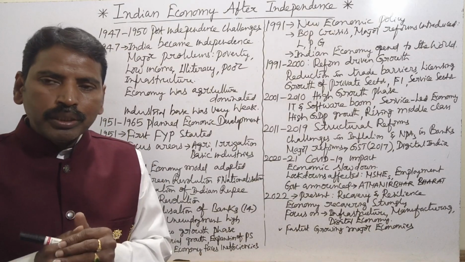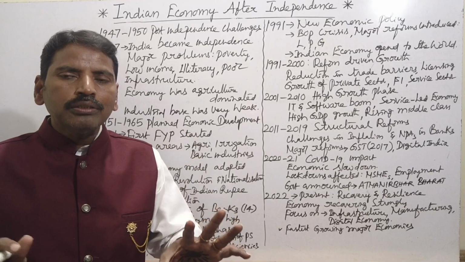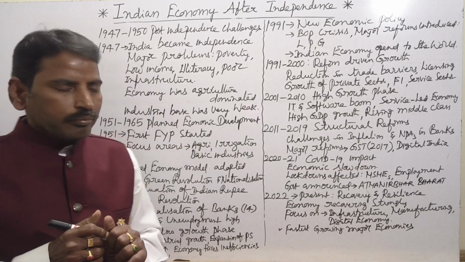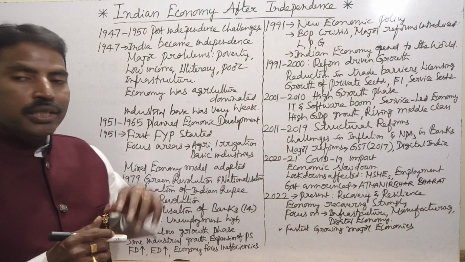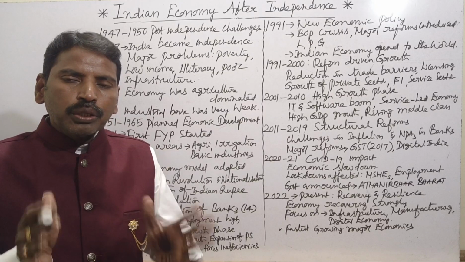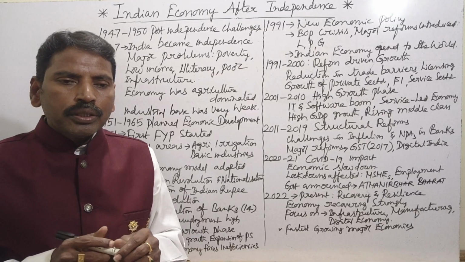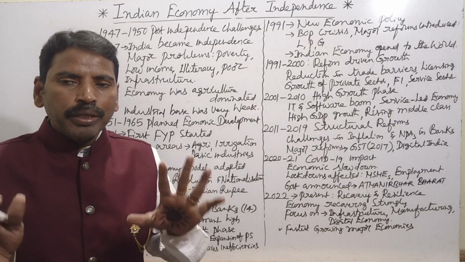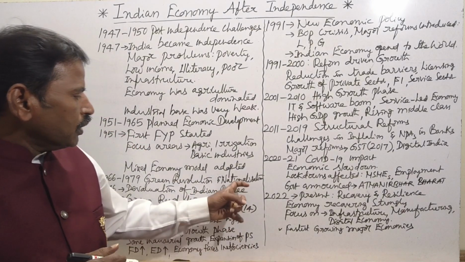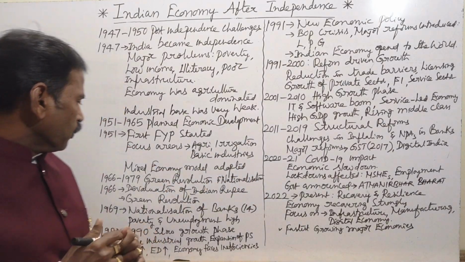Green Revolution means the increase in food grains production. Next, nationalization. Previously, banks were established under the private sector. Later, they were nationalized by the government. That is called nationalization. Banks come under government control.